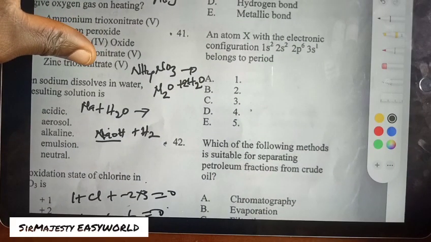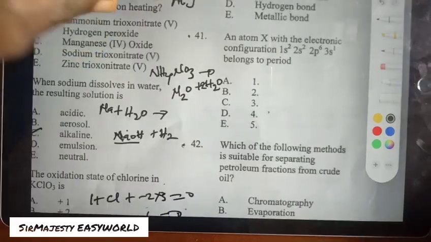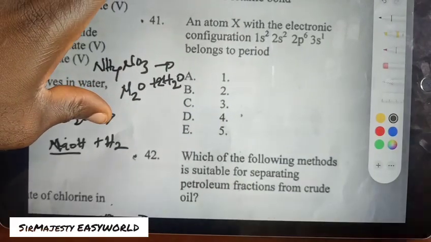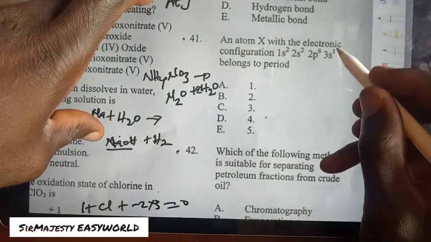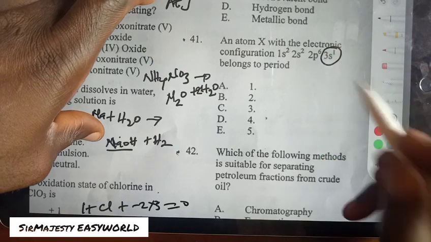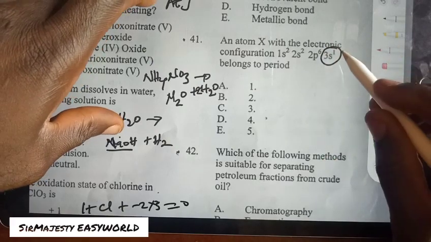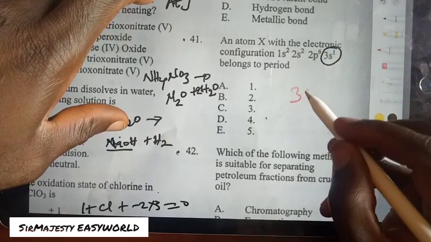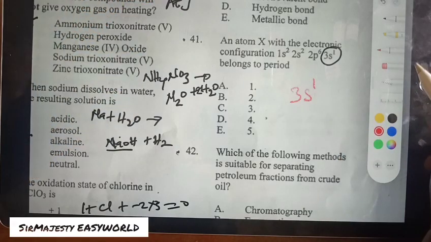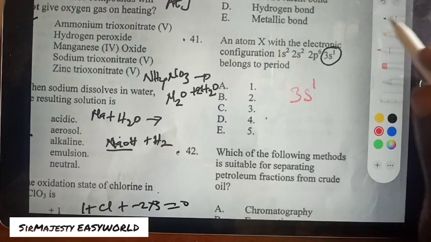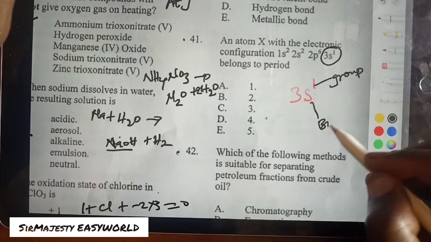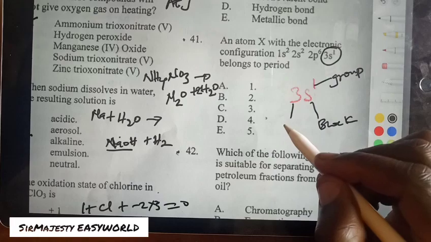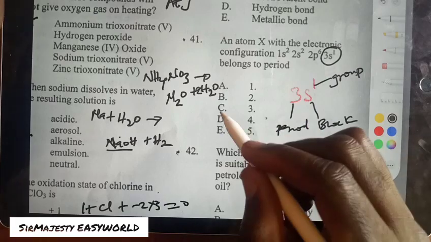An atom X with the electronic configuration 1s2, 2s2, 2p6, 3s1 belongs to the period. Simple. Please, this is a cheat I'm giving you. If s ends a configuration, for now, apart from helium, use this cheat. If s ends a configuration, do you see this? What ended it is 3s1. With this, you can predict your group and period. Automatically, this one is the group. Here is the block. And here is the period. So it is in period 3.